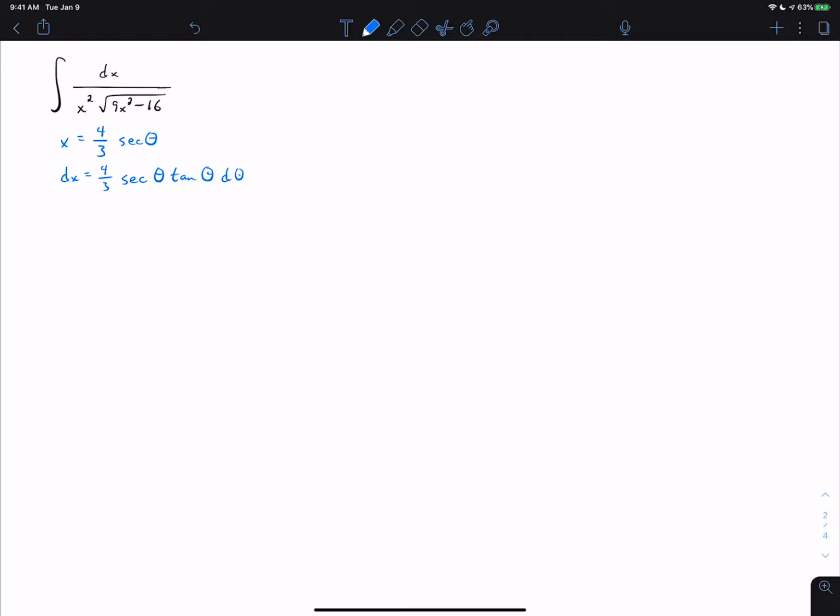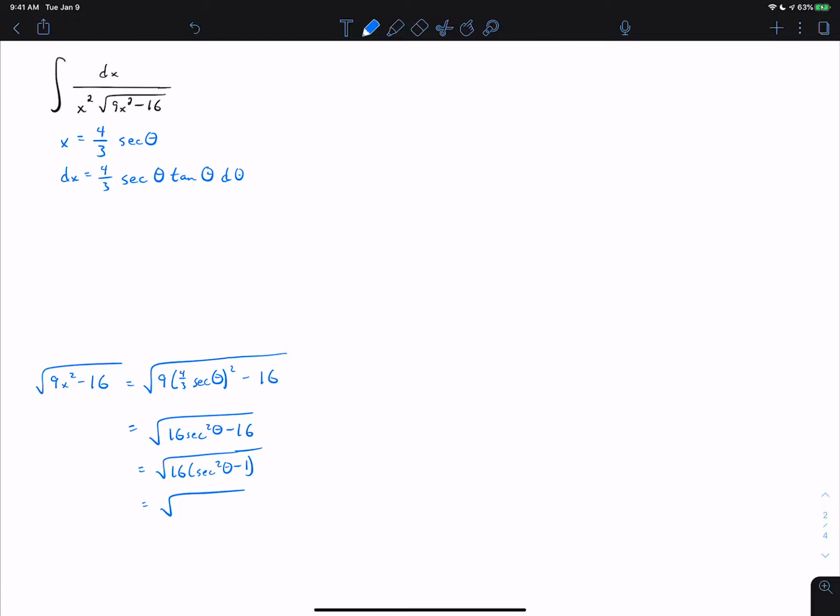Okay, so I'm going to go down on the bottom left and do the square root. So we're going to get rid of the square root. So we get the square root of 9x squared minus 16. That's the square root of 9 times 4/3 secant theta squared minus 16. That's going to cancel the 9 when we square that, so we get 16 secant squared theta minus 16. We're going to factor the 16 out. Secant squared minus 1 is tangent squared. And the square root of that is 4 tangent theta.